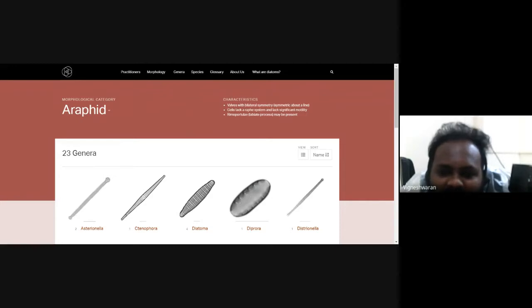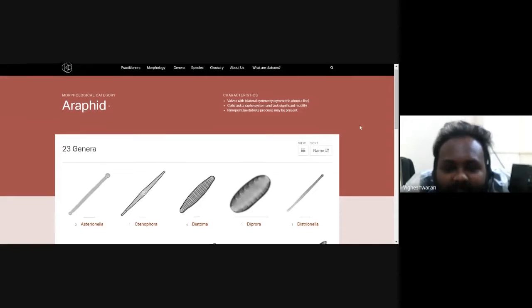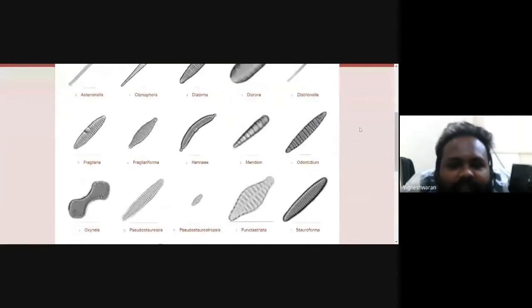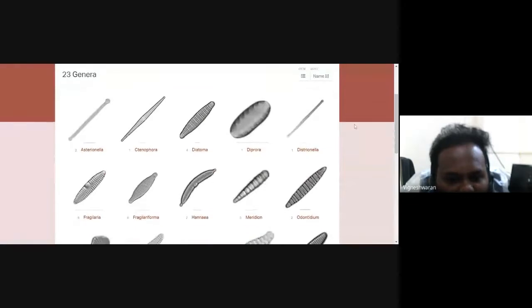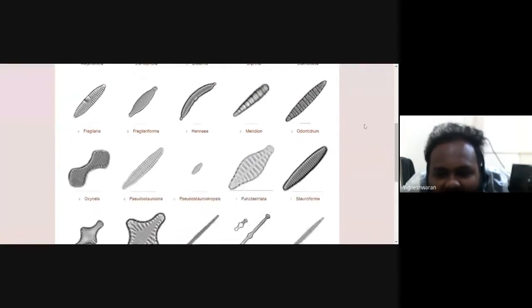They are very diverse. Just imagine, in freshwater only this many different types of species are there. Then the entire world is covered by 70% water, and all of that is the environment, the substrate where diatoms can live. Just imagine how diverse they will be. So here, if you see, there are so many different genera.